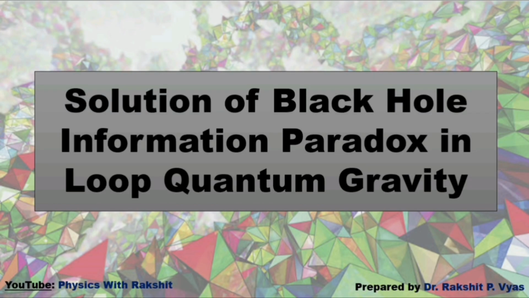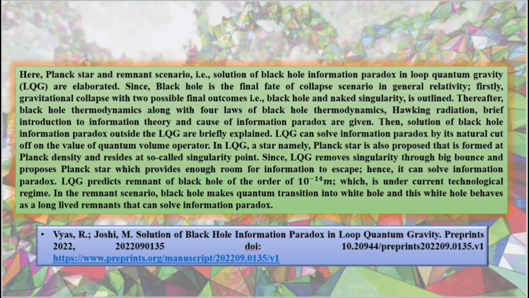In the present lecture, I will explain two solutions of black hole information paradox in loop quantum gravity, that is Planck star and remnant scenario. This preprint is archived in preprint platform. Those who are interested to read in depth can find it and download it to read it.